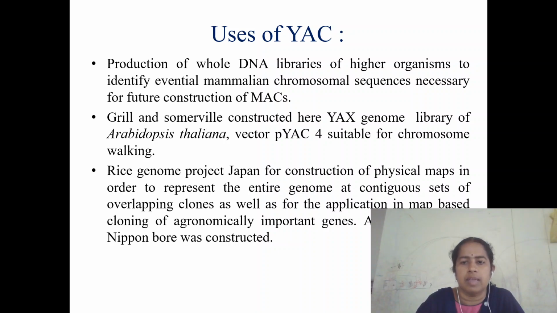Then in Arabidopsis thaliana, the yeast artificial chromosome library with the vector pYAC4, suitable for chromosome walking, was identified by Grill and Somerville. In the rice genome project, physical maps were constructed in order to represent the entire genome as contiguous sets of overlapping clones, as well as for application in map-based cloning of agronomically important genes, and the yeast artificial chromosome library of the Nipponbare variety was constructed.